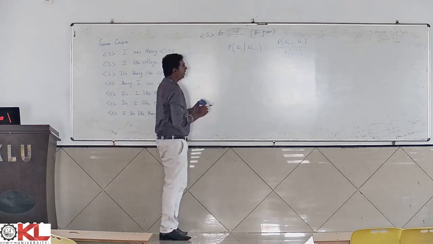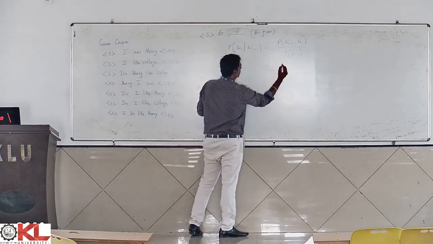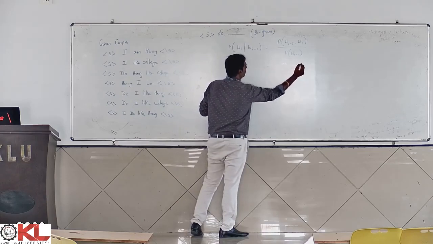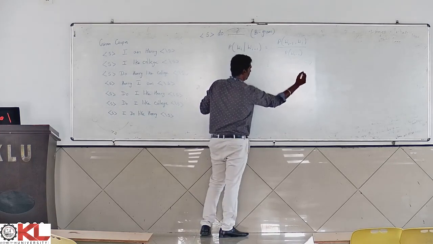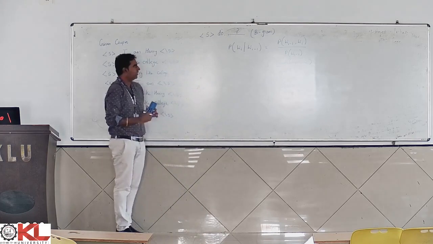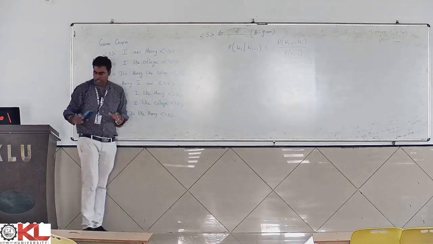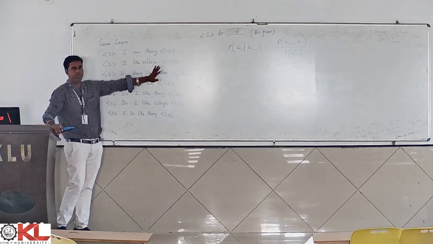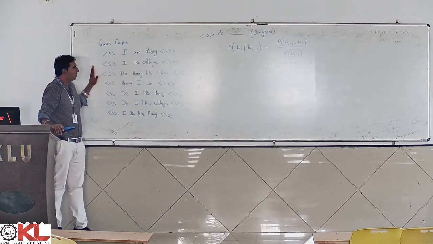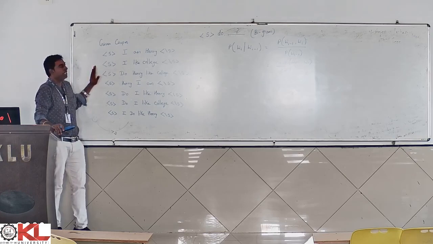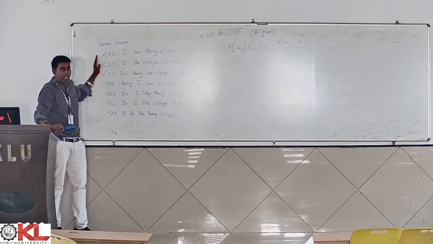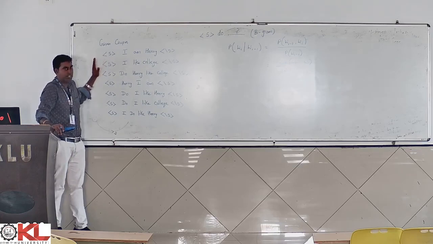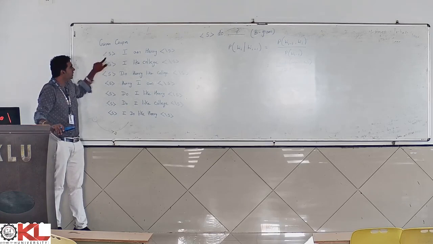Now it will be given as count of W of i minus 1 followed by W of i, divided by count of W of i minus 1. So this is the mathematical formula. Now what is the first step I have to do? I am going to check the given corpus. From that I am going to refer to each individual word and its frequency of occurrence in the history. I am going to start from the starting of sentence.